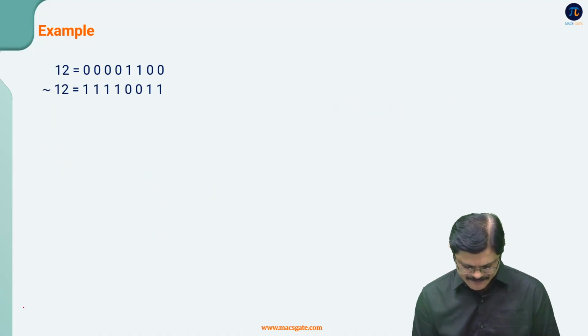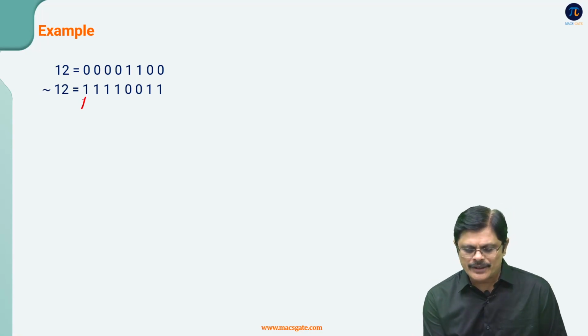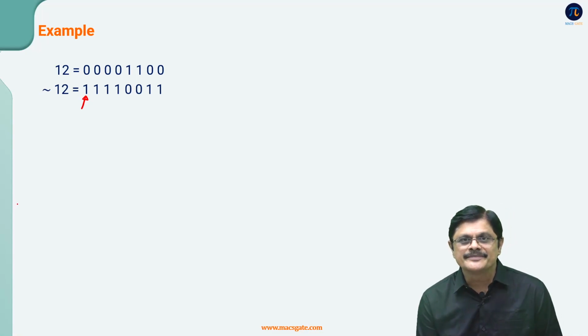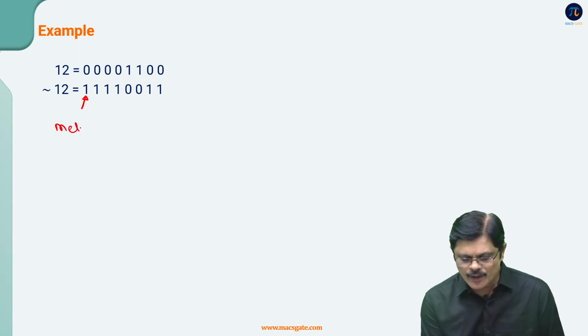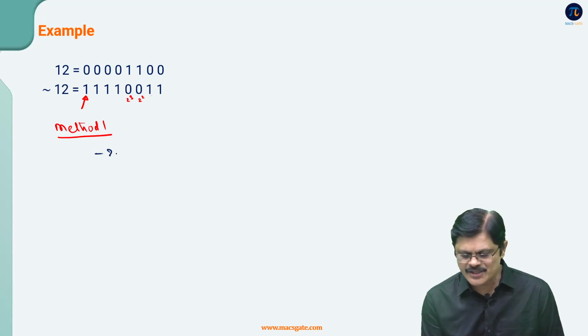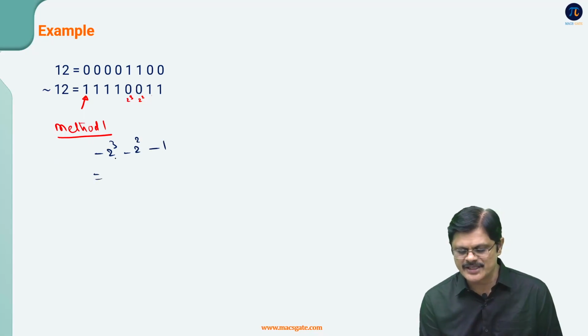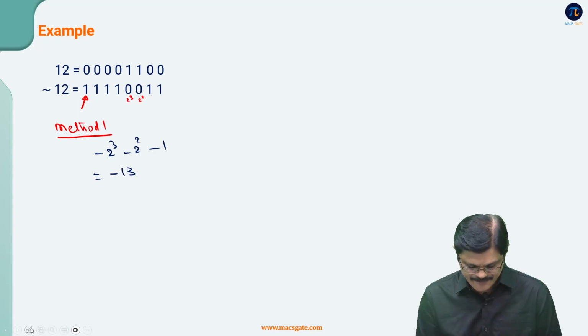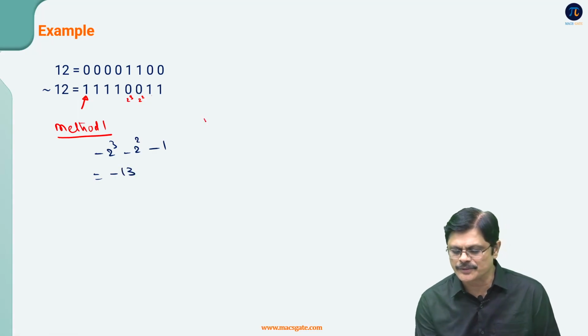Next example. So, again after complement you got leading one. So, we can use method 1 or method 2. So, you have to identify zeros. So, this corresponds to 2 power 0, 2 power 1, this 2 square, 2 cube. So, the corresponding answer is minus 2 cube, minus 2 square, minus 1. So, that is minus 8, minus 4, minus 12, minus 1 which is minus 13. We can also use method 2.